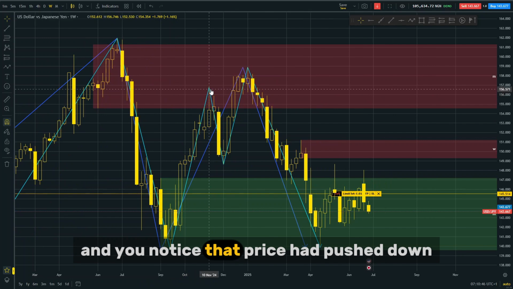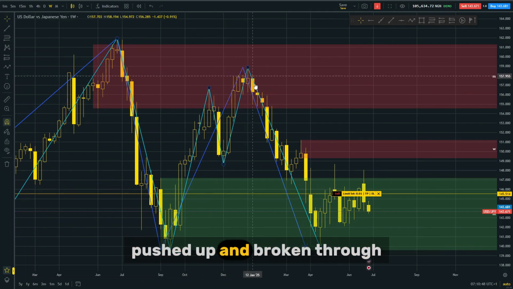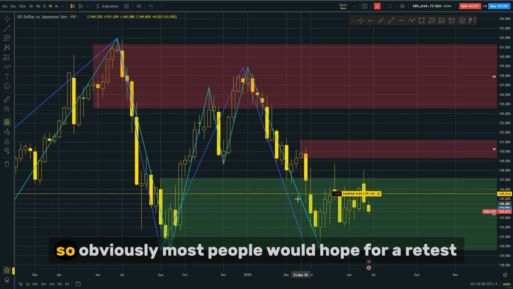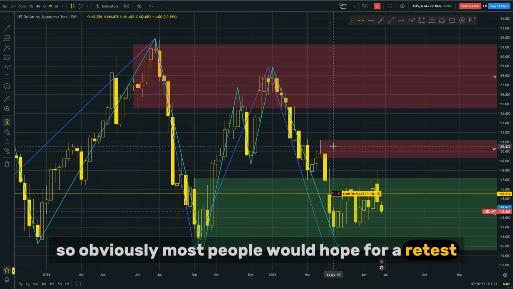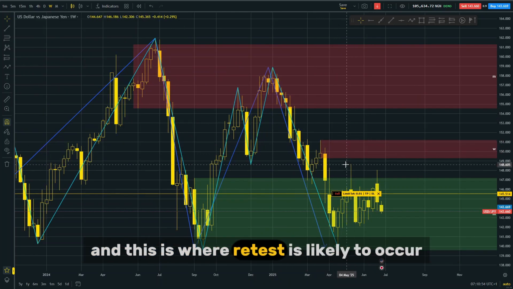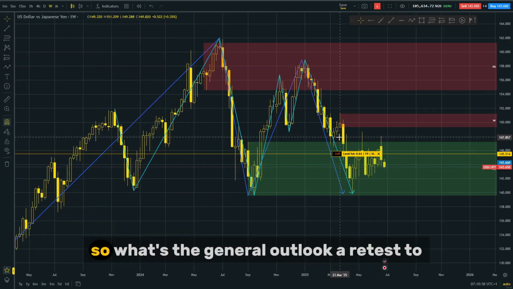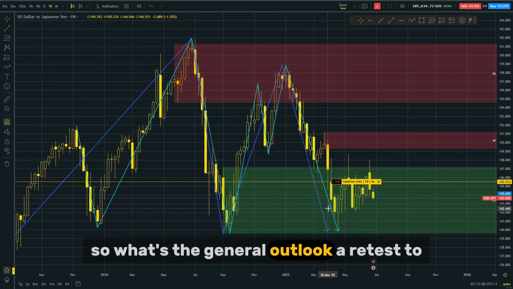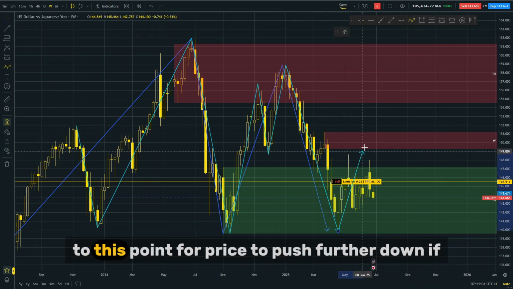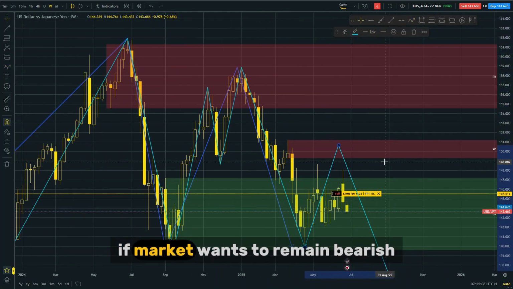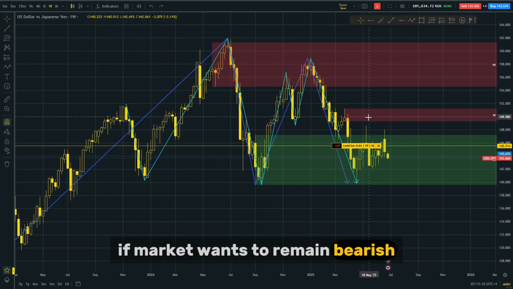And you notice that price had pushed down, pushed up, and broken through. So obviously most people would hope for a retest, and this is where a retest is likely to occur in the weekly. So what's the general outlook? A retest to this point for price to push further down if the market wants to remain bearish.